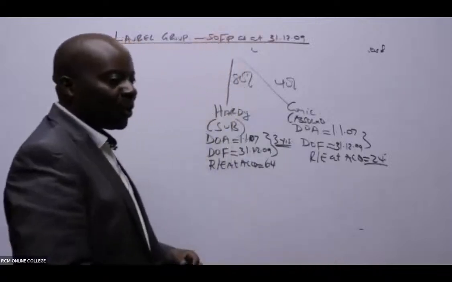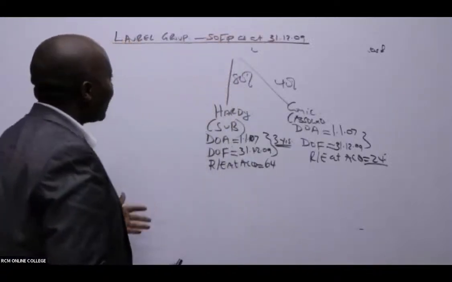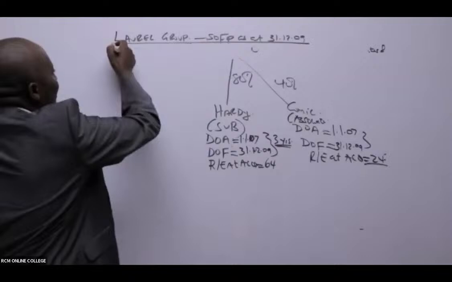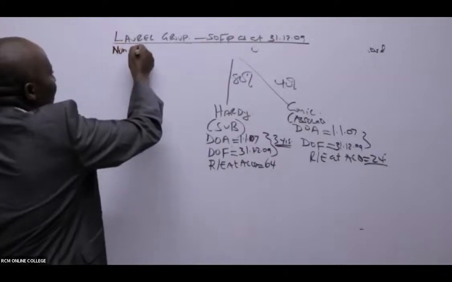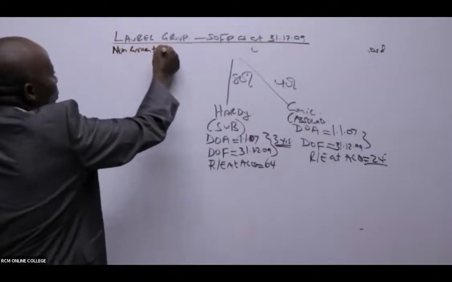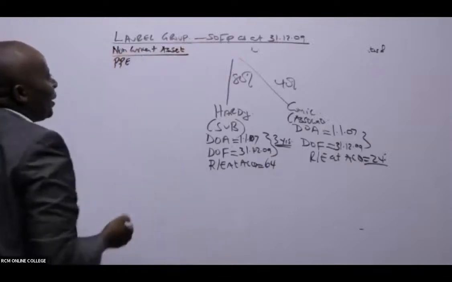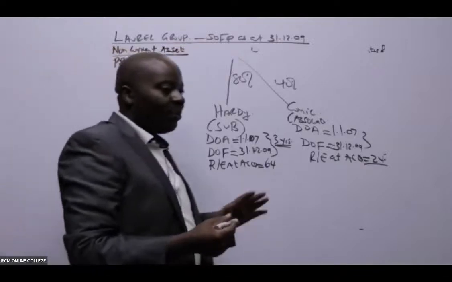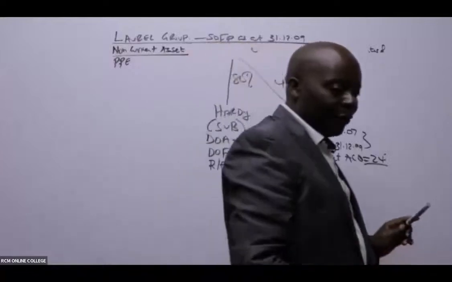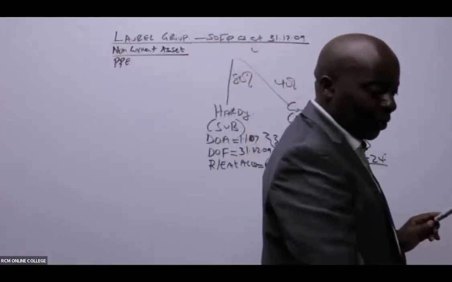So, Laurel Group, statement of financial position as at. So you come and give us here non-current assets. What do we have? I can see we have property, plant, and equipment. I will not even pick any figure. So PPE. Do we have any other non-current assets?